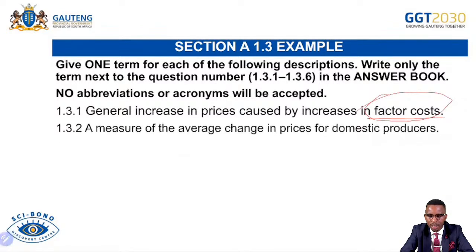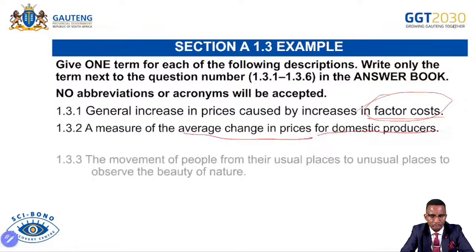A measure of average change in price for domestic producers. In this case, also we talk about the producers. So we measure the average change in prices. So in this case, your answer should focus on producers. So you must look around PPI, not CPI, because CPI is for consumers, but PPI is for producers, since we say only domestic producers.